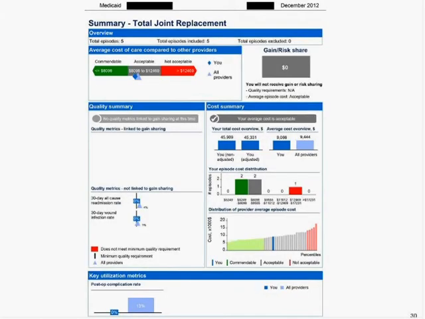Now let's look at the total joint replacement. Again, your overview is going to show you the total number of episodes. In this one, there were 5 episodes, and the total number included was 5. Again, you're going to see the average cost of care compared to other providers. Again, you are the PAP. You are in the dark blue diamond, and you are in the acceptable range, and you have no gain or risk share, as shown in the gray box.